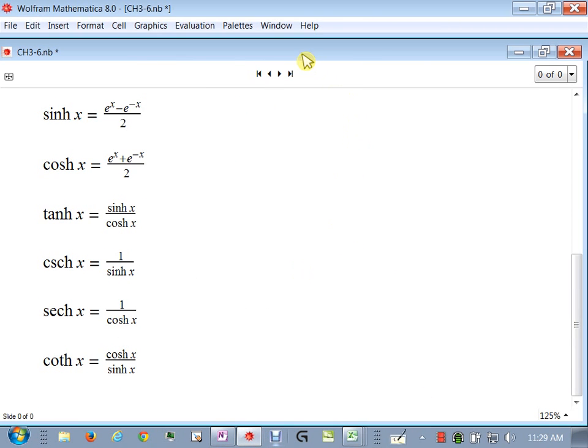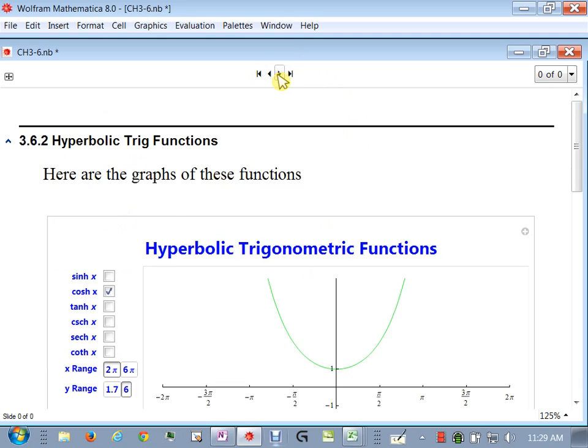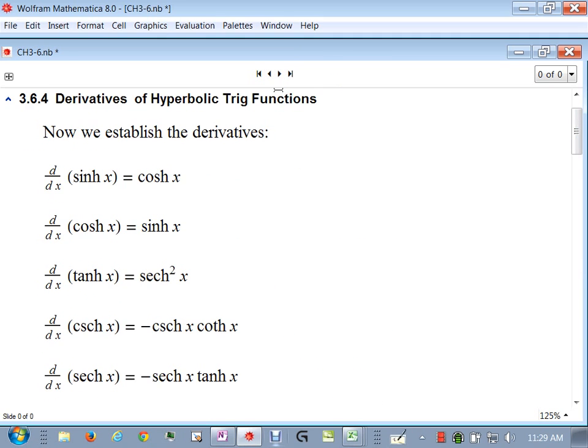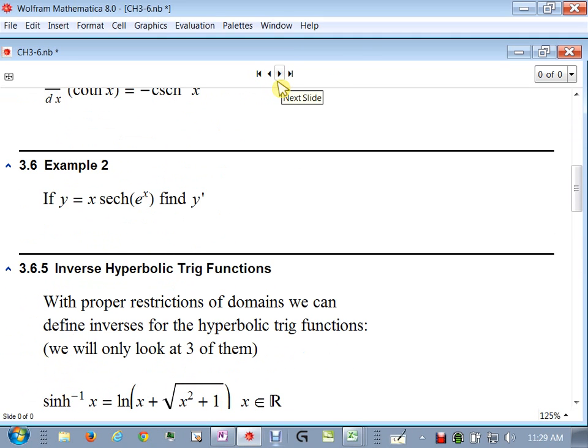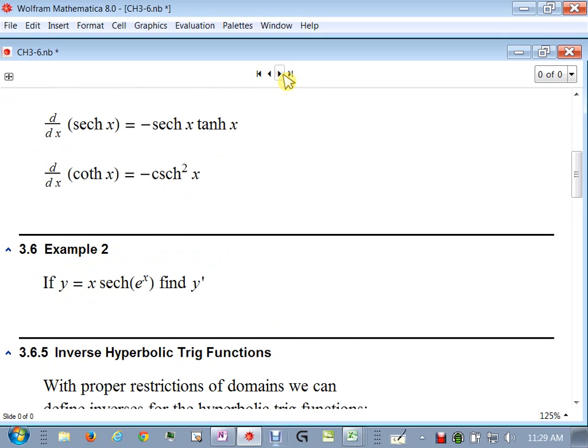All right, now once we've established what the derivatives of those are, we can start working some examples. So example 2, if y is this, let's find its derivative.